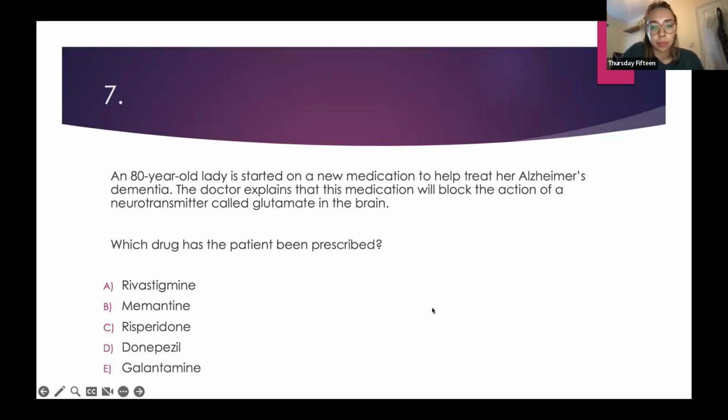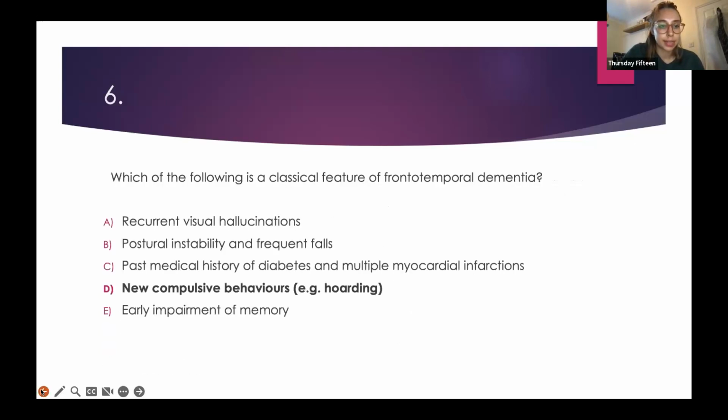Okay. A bit more mixed for this one, a bit of a split between B and D. So if we go back to question 6, everyone was right, it was new compulsive behaviours, a classical feature of frontotemporal dementia. A, hallucinations are quite a common feature of Lewy body or delirium. Postural instability and frequent falls is a common feature of Parkinson's or Lewy body. Diabetes and multiple MIs is a feature of vascular dementia, and early impairment of memory is common in Alzheimer's.